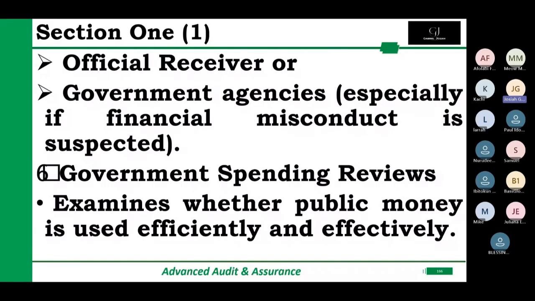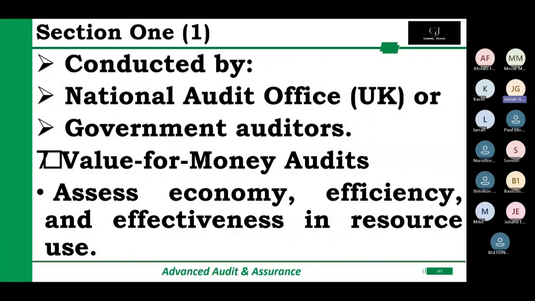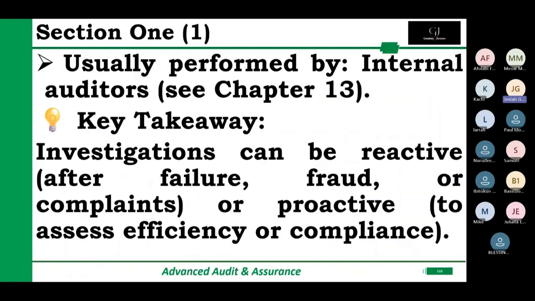Also, investigations around government spending reviews, examining value for money audits, whether public money is used effectively and efficiently, are areas where the National Audit Office in Nigeria, the EFCC, the ICPC, and government auditors carry out investigations. Value for money audit investigations assess economy, efficiency, and effectiveness in resource use. Most of these investigations are performed by internal auditors. We'll look at that when we come to chapter 13.